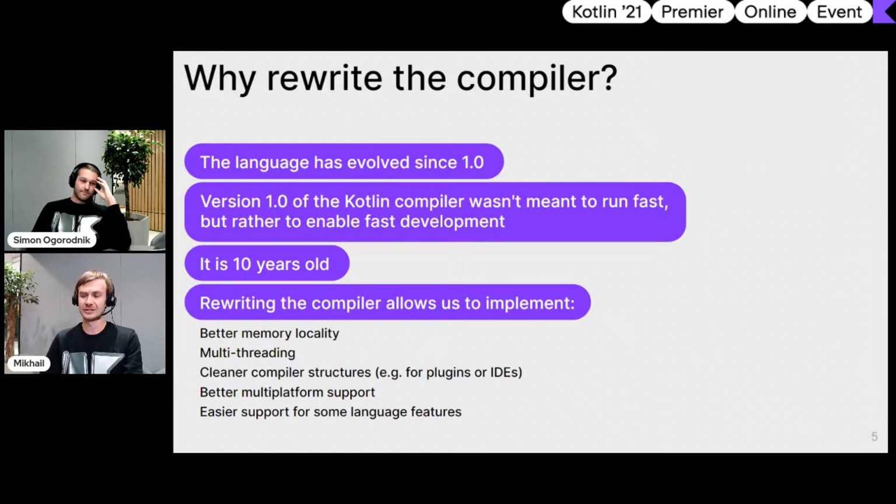Also, rewriting the compiler allows us to get better memory locality, to enable multi-threading, which is very problematic with compiler 1.0. To have a cleaner compiler structure, which is very important for developing compiler plugins or IDE plugins. To have better multi-platform support. The problem here is that multi-platform appeared later than the first compiler was developed, so it is not architecturally supported and exists a little bit aside. Also, K2 makes it easier for us to support some language features. For example, some features can be supported directly at the desugaring stage at the beginning of the compiler's work. We will talk about it a little bit later.